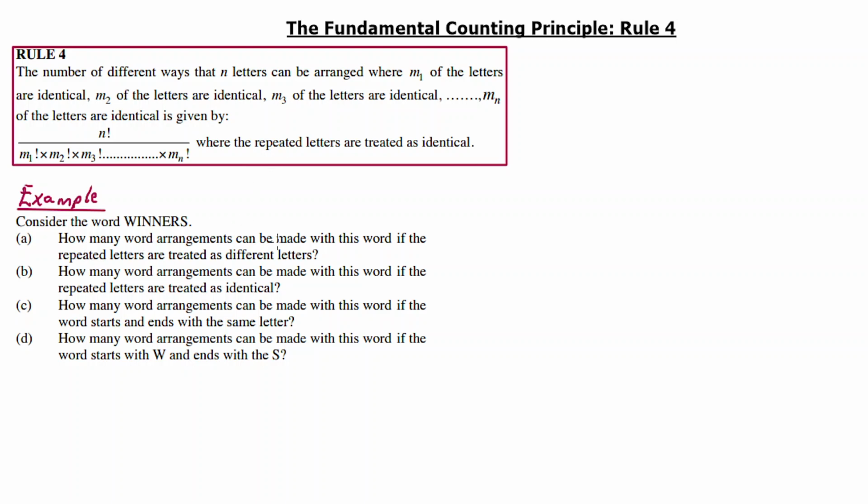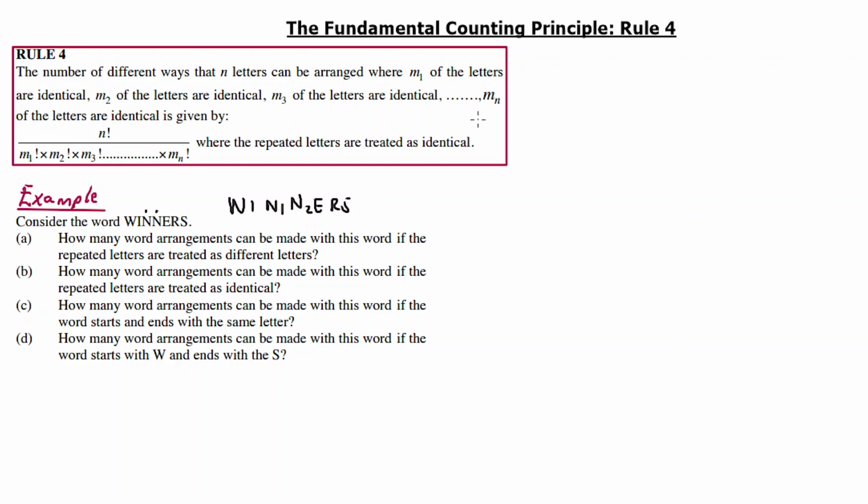How many word arrangements can be made with this word if the repeated letters are treated as different letters? Remember now, N and N are the two letters which are considered the same. We know that, but we're just assuming with N and N, I know they are the same, but they are treated as different, meaning that this is N1 and this one is N2. They are treated as different letters. How many word arrangements if the letters are treated as different letters?